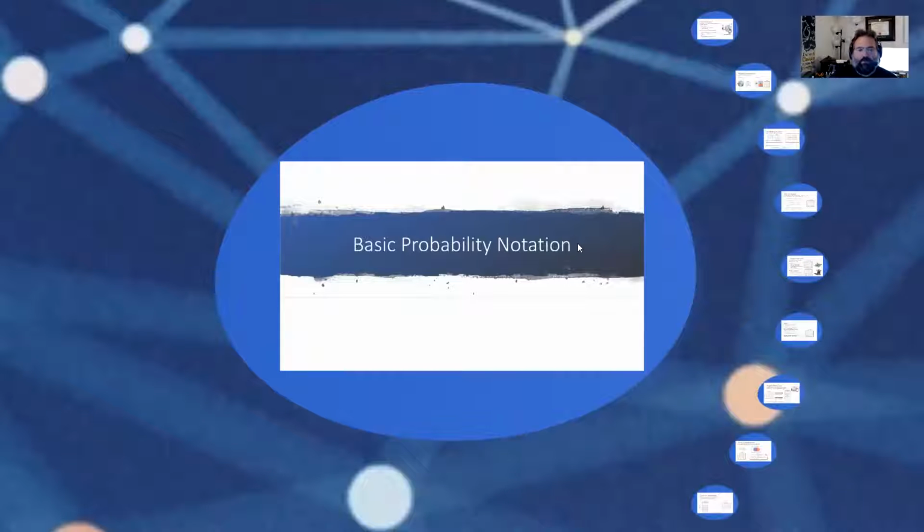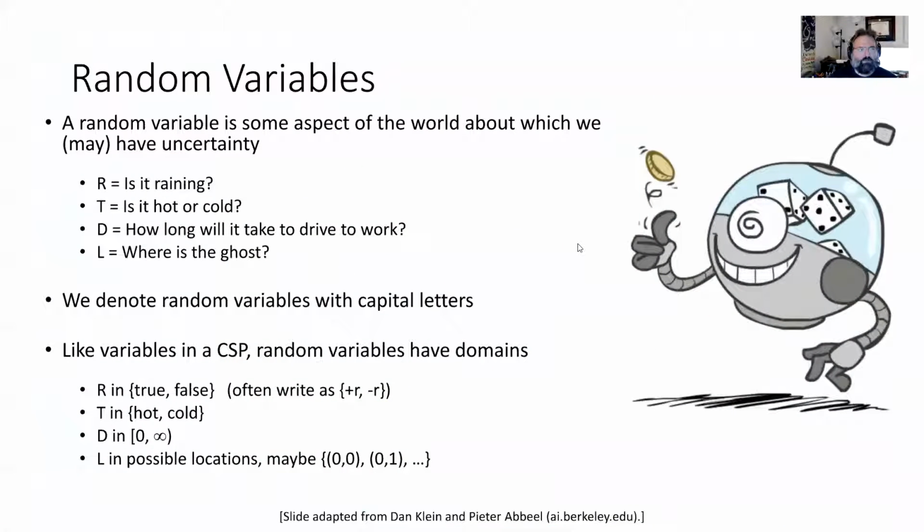So, jumping into some basic probability notation, here's that review portion of statistics, right? I'll go over this fairly quickly because hopefully you guys have all had statistics along the way. And by guys, I mean guys and girls because it does not denote gender. But anyway, jumping back in, a random variable is some aspect of the world which may have uncertainty. So capital R, is it raining? Capital T, is it hot or cold? Temperature. Capital D, how long would it take to drive to work? And so on. We typically denote those random variables with capital letters.